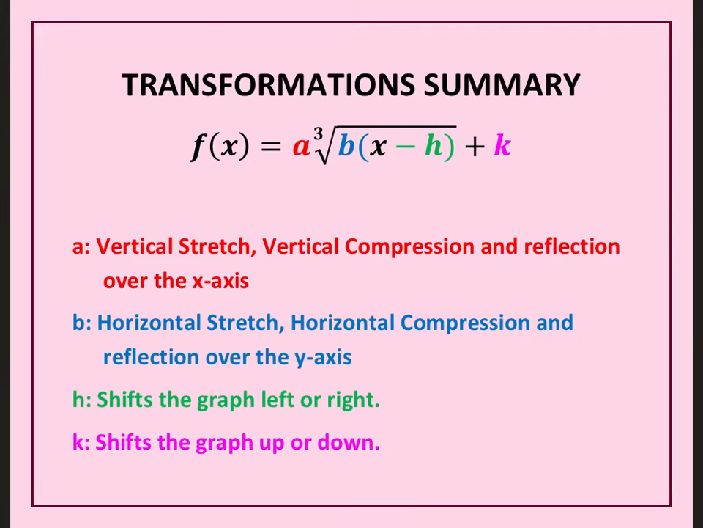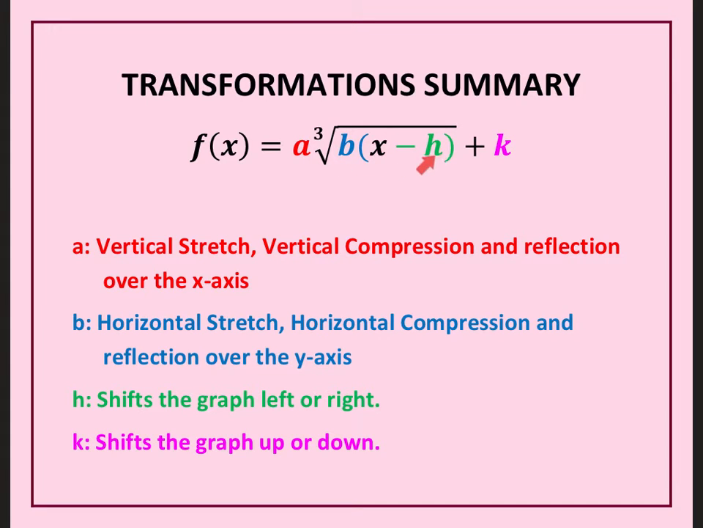So now we get into the transformations. So to discuss the transformations, a will always be in front of the radical. A is going to be a vertical stretch if the absolute value is greater than 1. A will be a vertical compression if the absolute value is between 0 and 1. And if it's a negative, this causes it to reflect over the x-axis. The b value is inside the radical. It is either in front of the parentheses or it's attached to the x value. B is a horizontal stretch or compression, and if b is negative, it causes it to reflect over the y-axis.